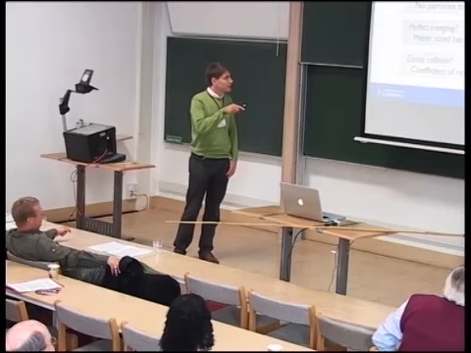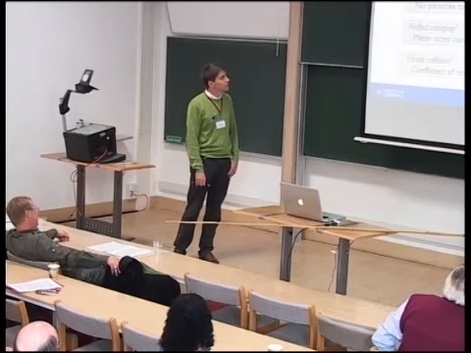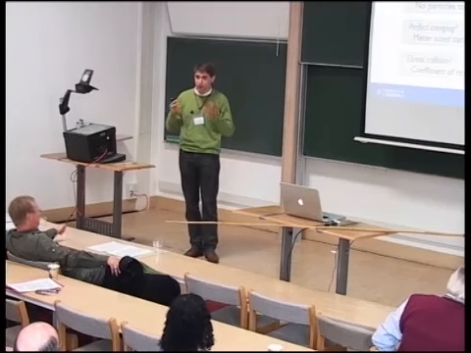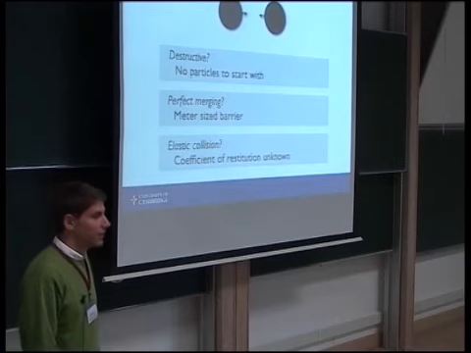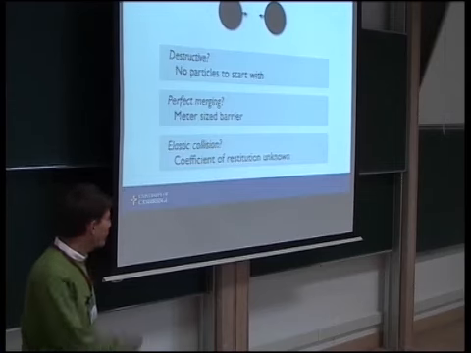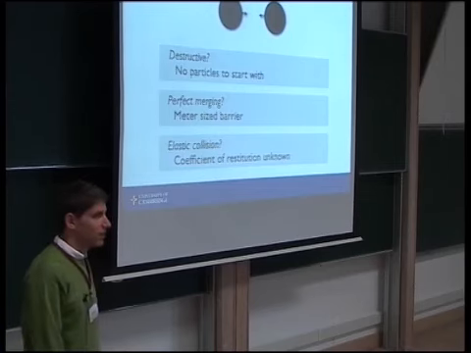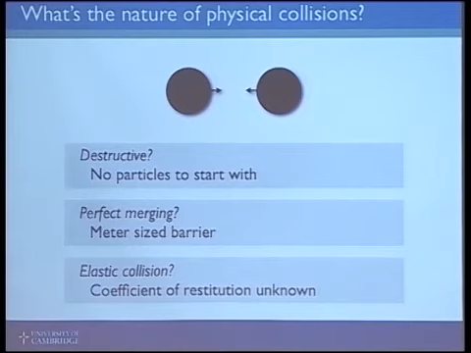And the next thing would be perfect merging. They just stick and form a bigger particle. But there is, after all, this meter-sized barrier, and we can't grow beyond that size. Otherwise, we would spiral into the star, or we would not need the whole mechanism in the first place. It's a bit of a circular argument, but if you assume that everything merges, you don't have to do anything. And then what we're left with is something like an elastic collision, bouncing.